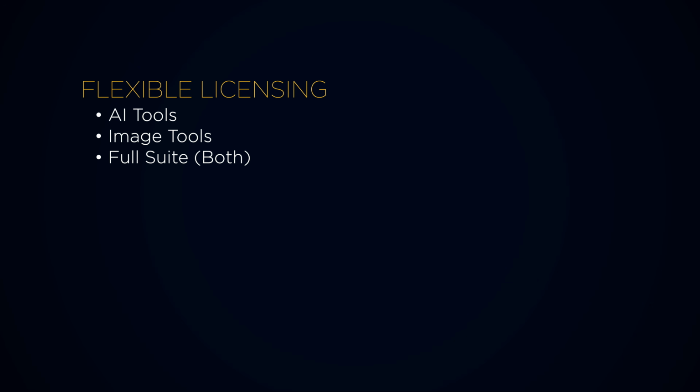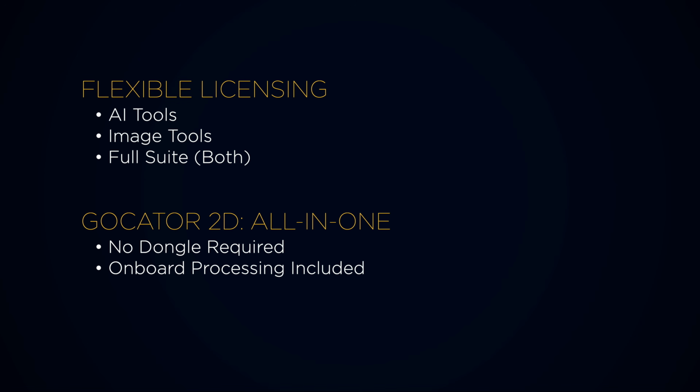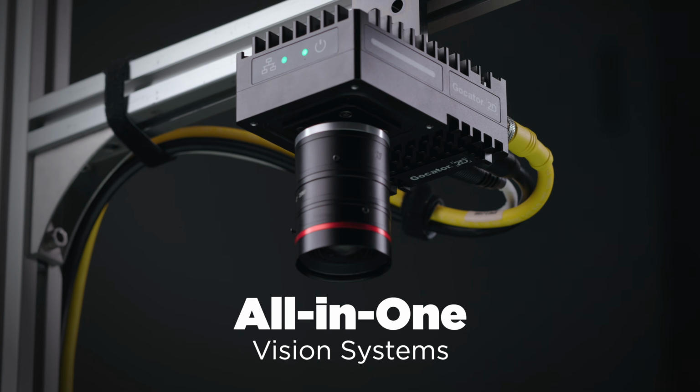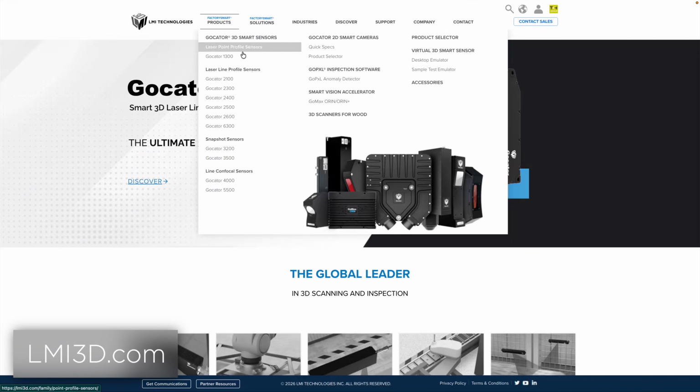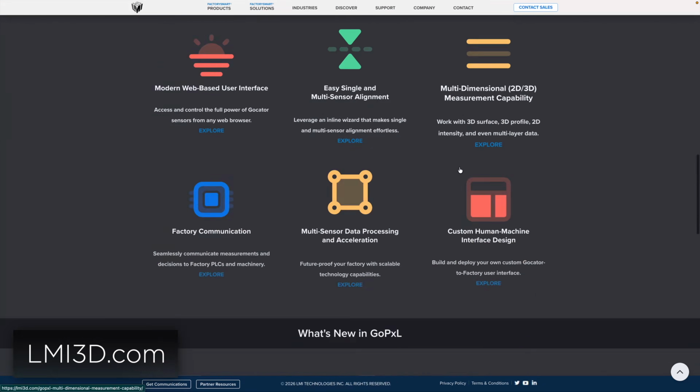Users can purchase a perpetual license to use either the AI tools, the image tools, or both. For Gocator 2D smart cameras, these capabilities are permanently included on board, providing a compact, all-in-one edge solution. Faster deployment, reduced downtime, and a more stable inspection process.